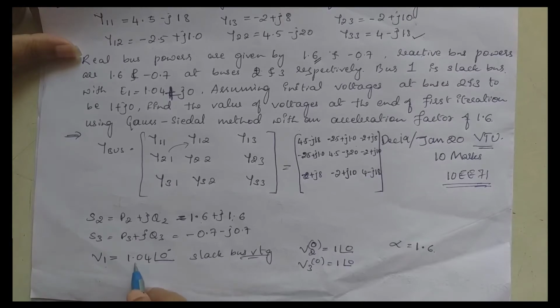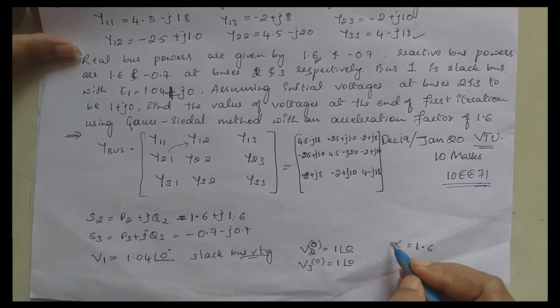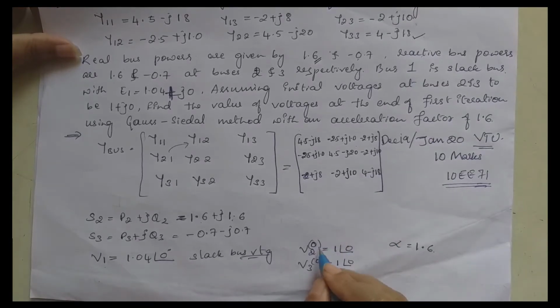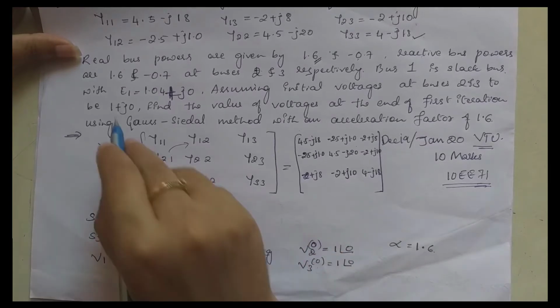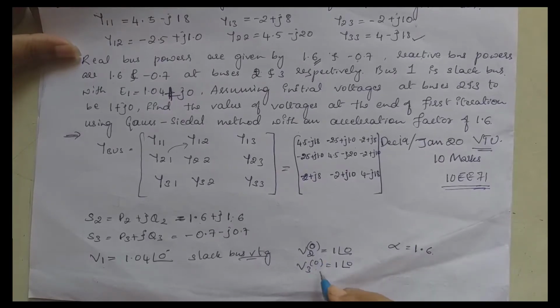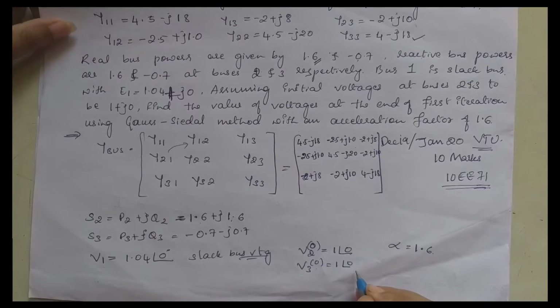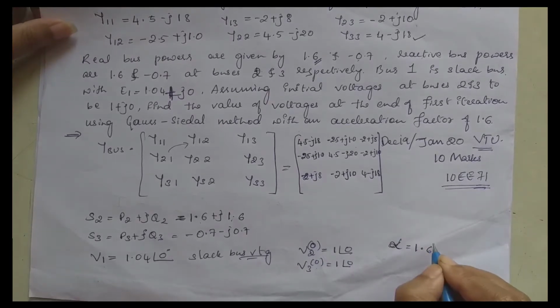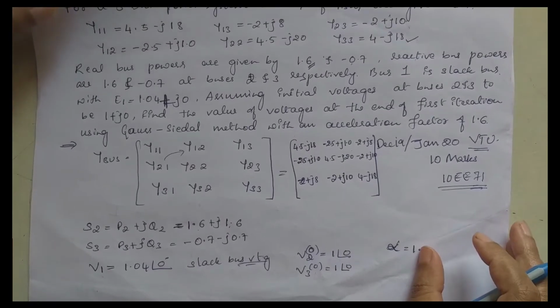V1 is given as 1.04, and V30 is given as 1 plus j0, or 1 at an angle 0. If it is not given also, you have to assume flat start and take V20, V30 is equal to 1. It is also given that alpha is equal to 1.6. We have to solve the problem.